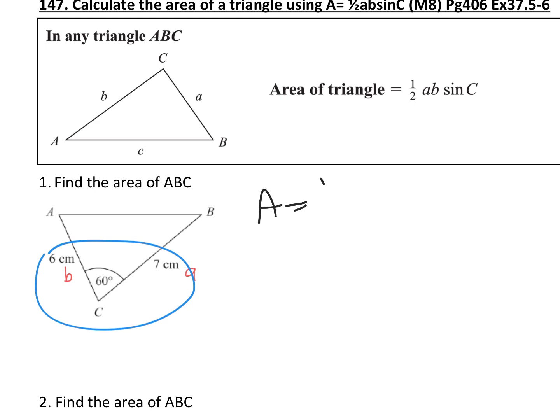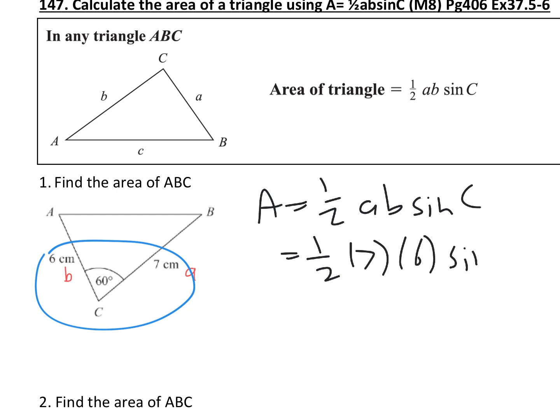So area equals half AB sine C. A is 7. B is 6. That's the sine of the angle 60. And you simply put that into a calculator. And you get 18.19. And that is centimeters squared. Straightforward there because all the labels have been done for you and you just plug it into the formula.